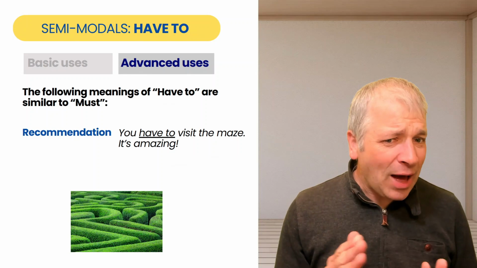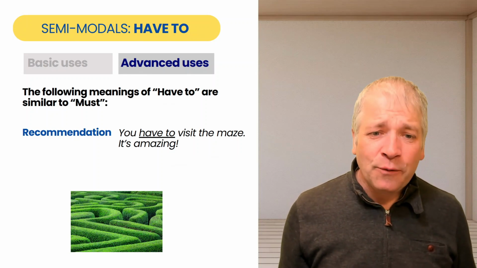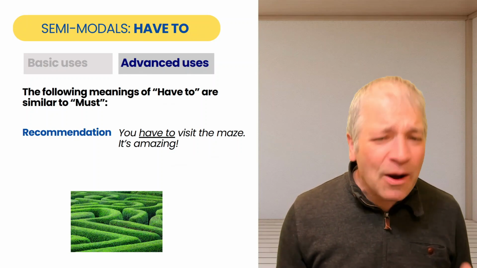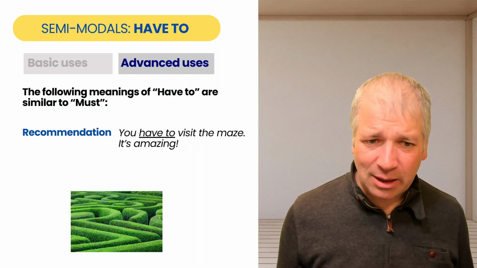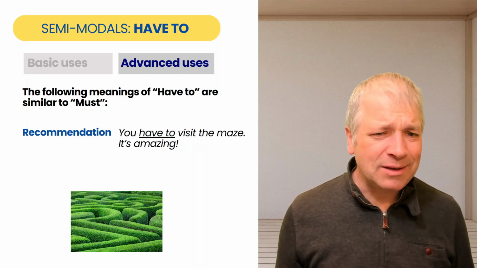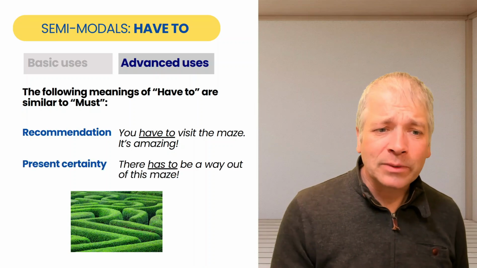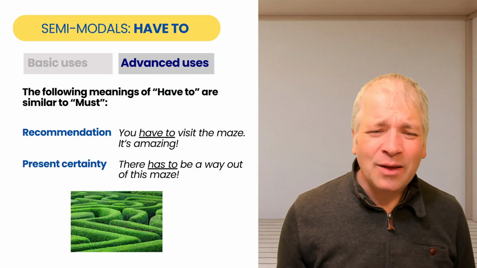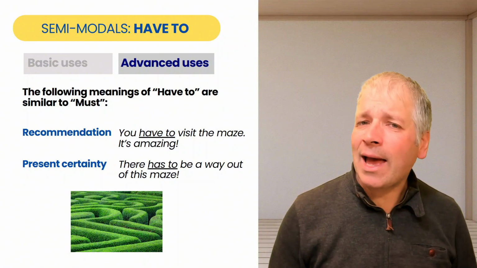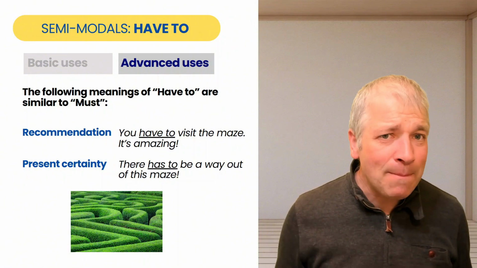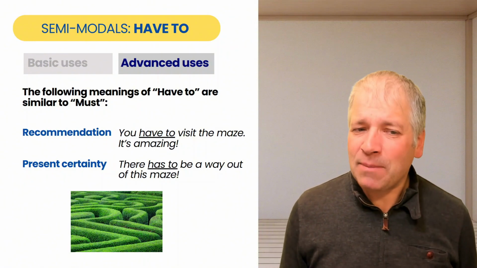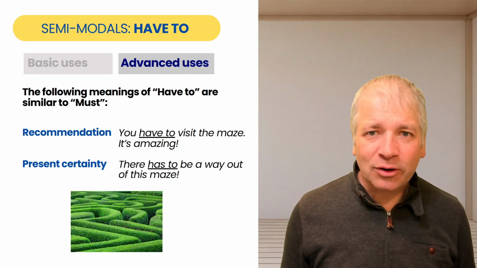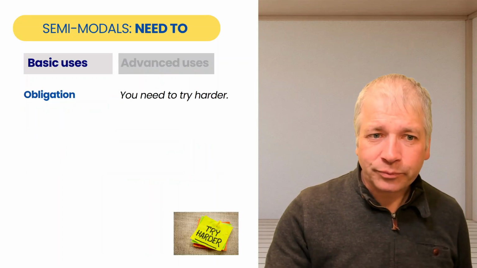The following meanings of "have to" are similar to "must." For recommendations: "You have to visit the maze. It's amazing." So "have to" gives a strong recommendation. I could have used "must" as well. Also for present certainty: "There has to be a way out of this maze." I could have said, "There must be a way out of this maze." This means I'm certain that something is true.